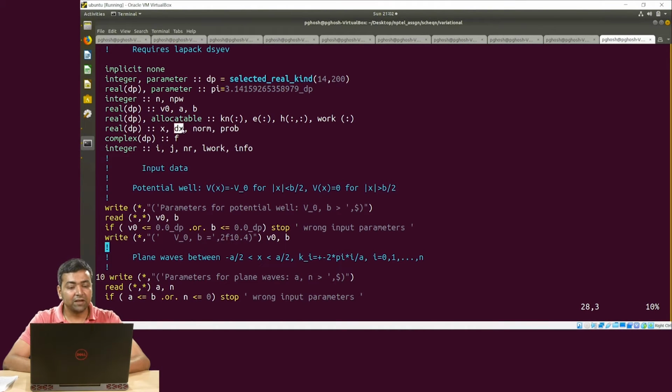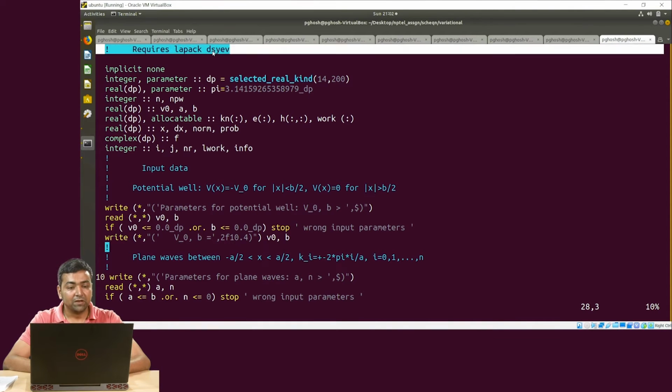Dx is the size of the grid I am using to discretize this x. Norm stores the norm of my wave function, because all the wave functions should be normalized, so the value of norm should be 1 if my wave function is properly normalized. Then prob stores the probability, that means the psi star psi part, and this complex function f a gives me the wave functions. Then I have some integers, where L work and info are again temporary integers which will be used by the subroutine DSYEV.